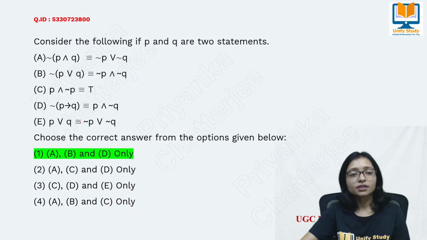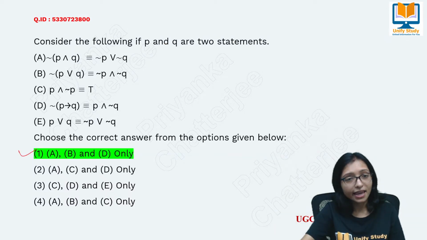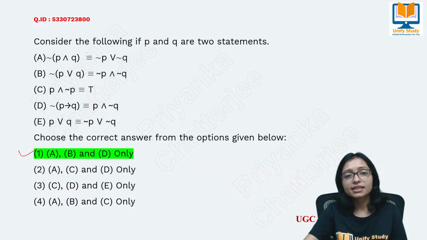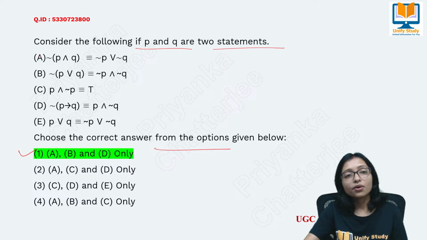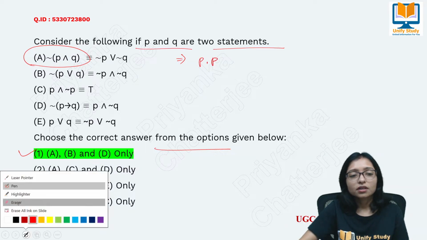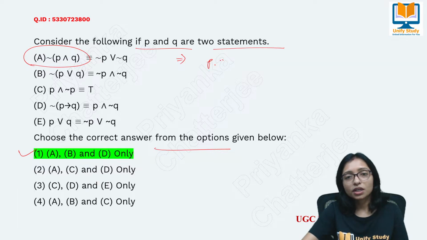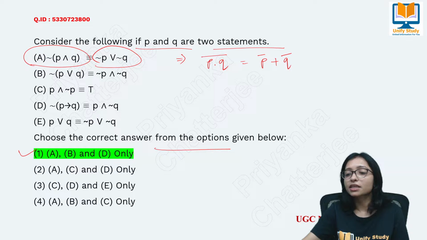Yes. So here option A is the correct answer. Same way you can do. See that it is asking you P and Q are the two statements. Which of them are correct? So now option A. Here if I am doing it, it is coming P dot Q whole bar. P dot Q whole bar means just now I told you that is P bar plus Q bar. This is actually P bar plus Q bar using De Morgan's law. So definitely this is my answer.